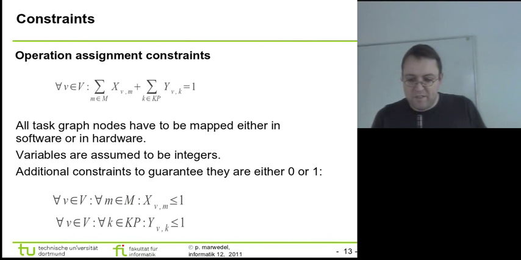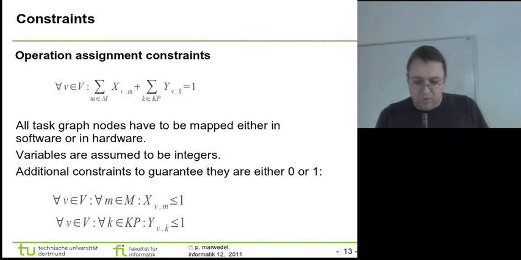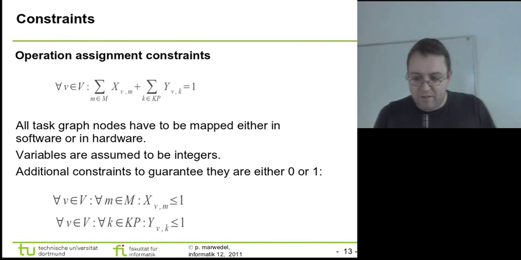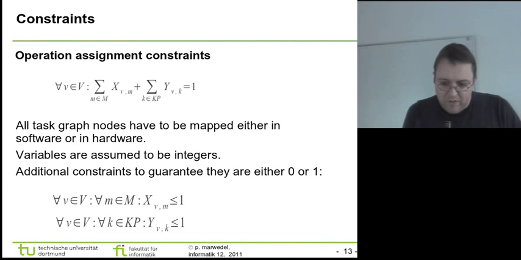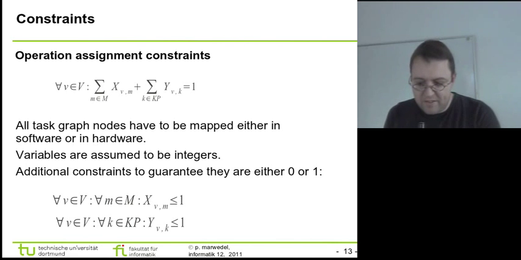So in other words, this means that all task graph nodes have to be mapped either in software or in hardware. In this solution here, we assume that all variables are integers, since we have an integer linear programming problem, and we can set additional constraints to guarantee that the variables are either 1 or 0. So for all of the task graph nodes and all of the hardware nodes, x(v,m) has to be less than or equal to 1. And on the other hand, for all of the task graph nodes and all of the processors, again, the mapping y(v,k) has to be less than or equal to 1.